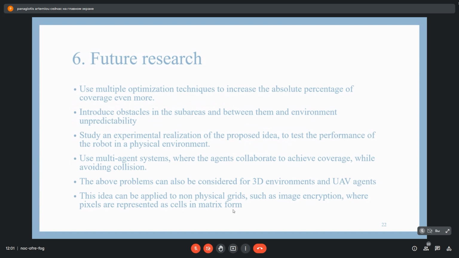Also, introducing some obstacles and unpredictability to the environment will make the system applicable to a larger scope of applications. And the experimental realization itself is something that should be studied so we can test the performance of the agent in a physical environment. Also, all of the above can be considered while using multiple agents and 3D environments, for example, for UAV applications. And there are some more studies that can be done on the system in non-physical environments too, such as in image encryption.